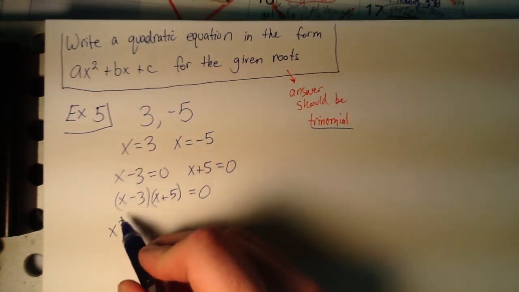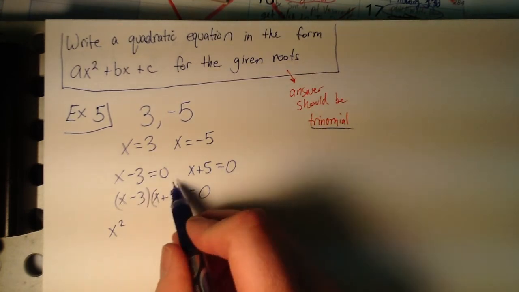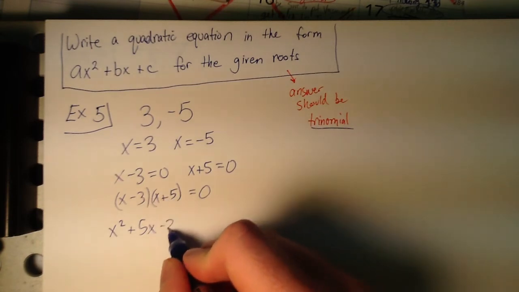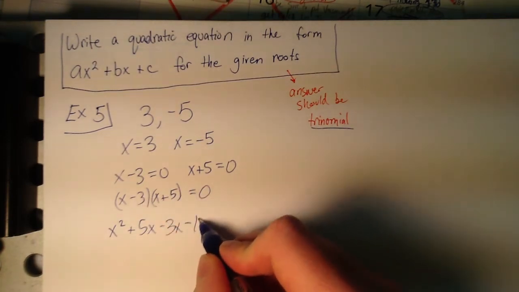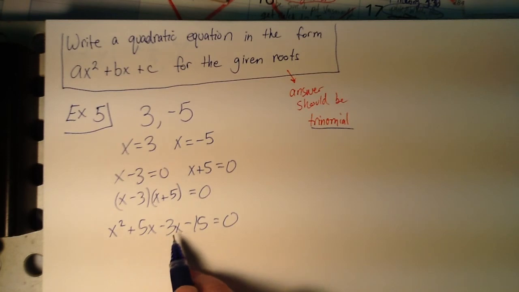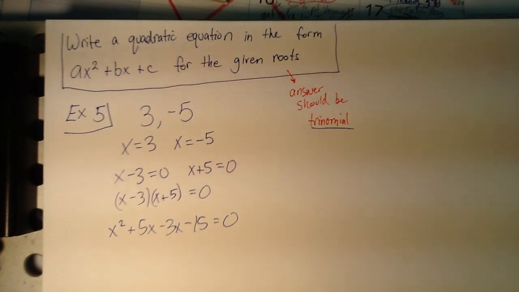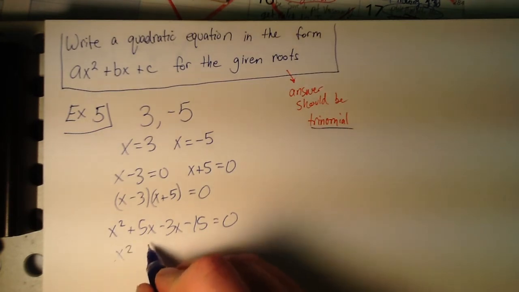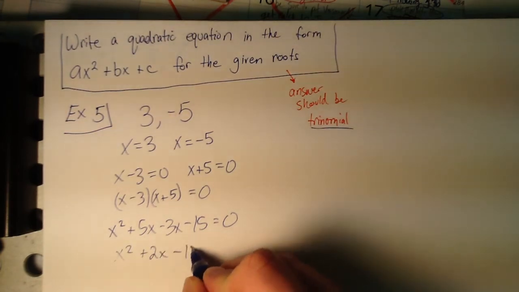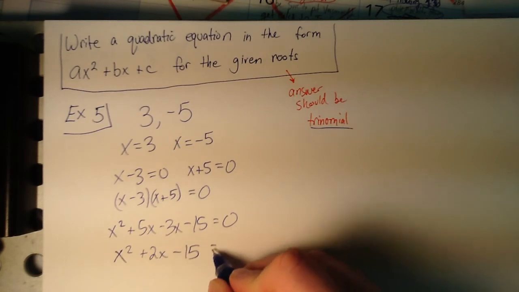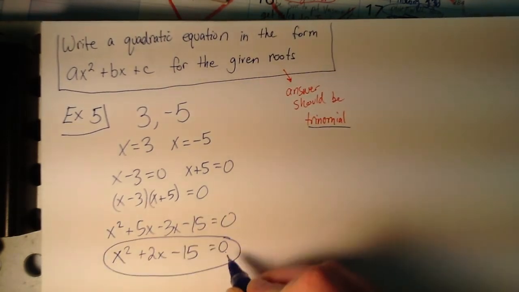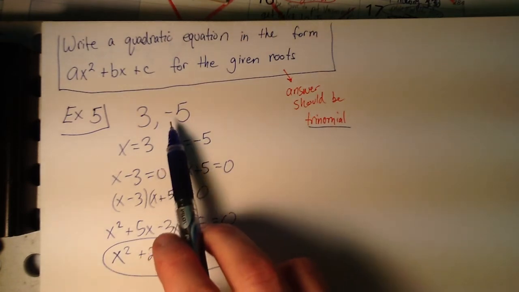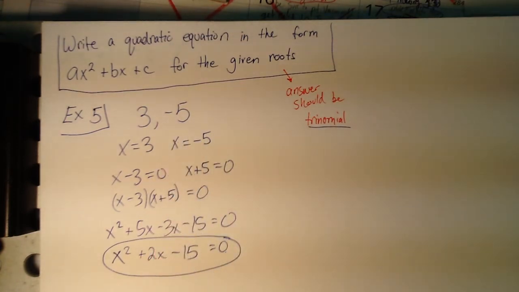X squared. I always want to go inside first. Outside, 5x. Inside, minus 3x. And -15. If you ever catch me do it out of order, it still works. Don't worry. X squared plus 2x minus 15. And that's going to do it. Make sure it's still equal to 0. So that's what we meant. Start out with two solutions, work back to a trinomial.